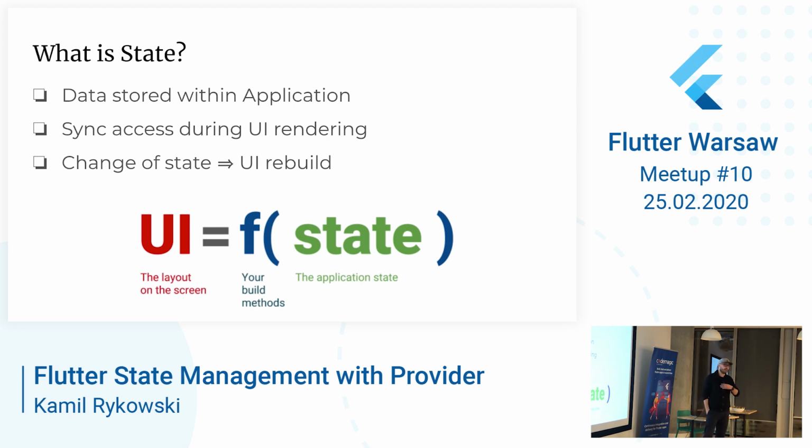But if I needed to explain what state is, the first thing is that state is the data stored within our application. So these are all the data which we store in our application, precisely in memory, because we need synchronous access to this data. So this data cannot be stored over the internet. If some data is exposed to me through a REST API, the fact that I can fetch this data doesn't mean that it's my state. I need to fetch this data and put it into the state, then it will become my state. So I need synchronous access during UI rendering.